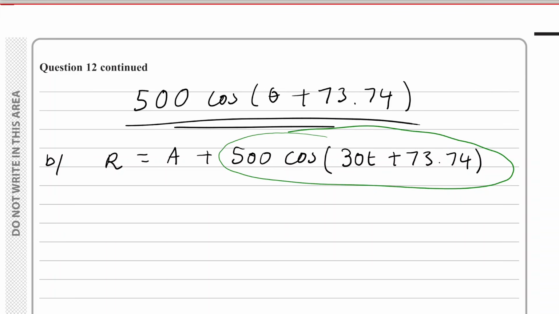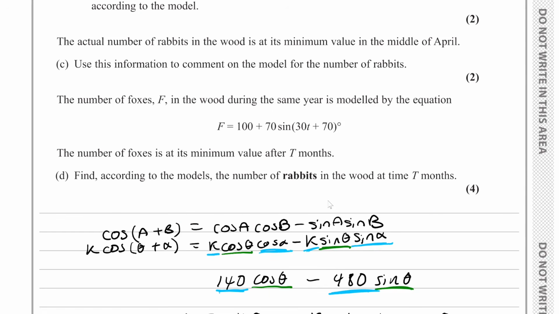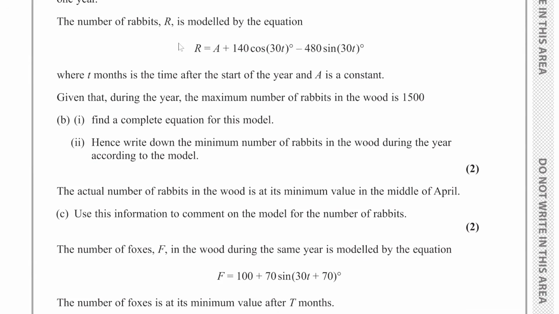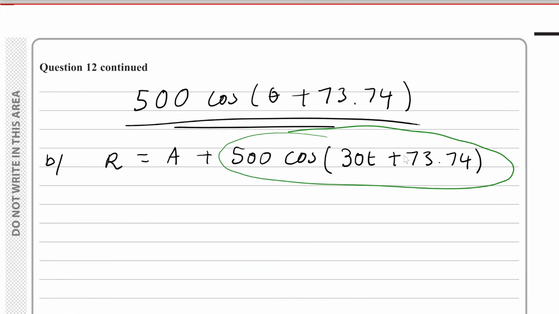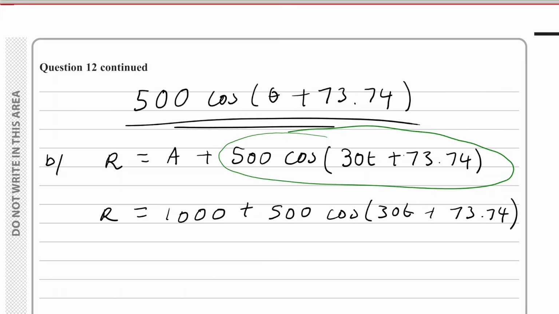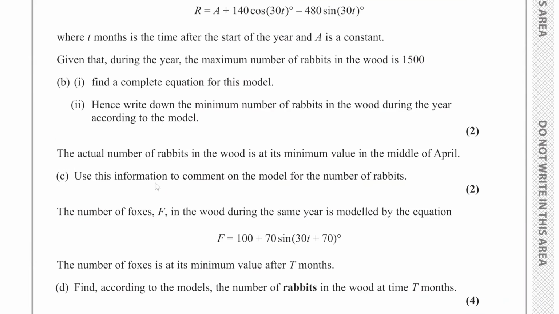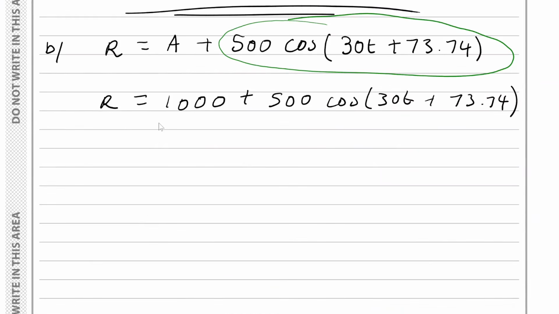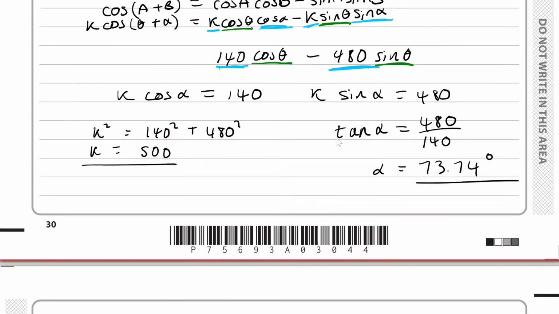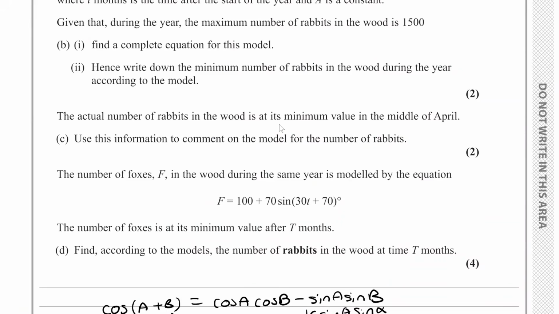The minimum's negative 500. So if we want the maximum to be 1,500, we need to add on 1,000. So A is 1,000. Now the maximum is 1,500 and the minimum will be 500. Hence write down the minimum. So the minimum is 500, 1,000 take away 500.